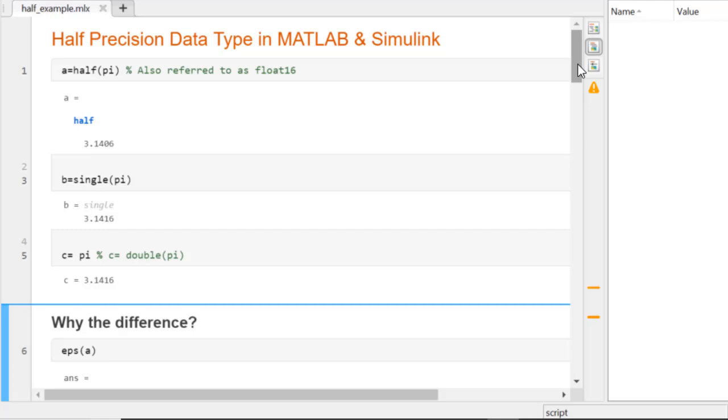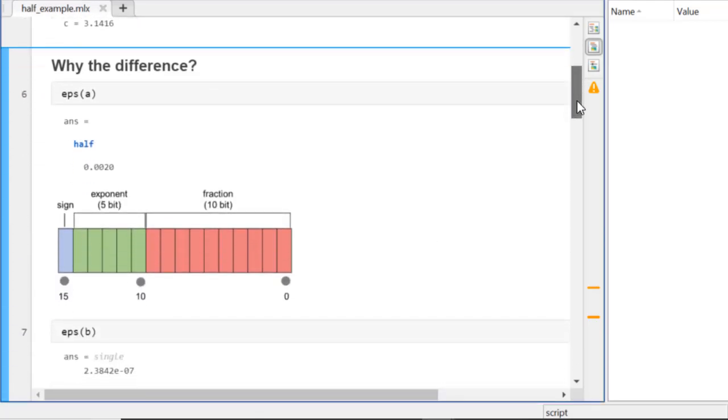Half precision, or float 16, is a relatively new floating point data type that uses 16 bits, unlike traditional 32-bit single precision or 64-bit double precision data types. So when you declare a variable as half in MATLAB, say the number pi, you may notice some loss of precision when compared to single or double representation, as we see here.